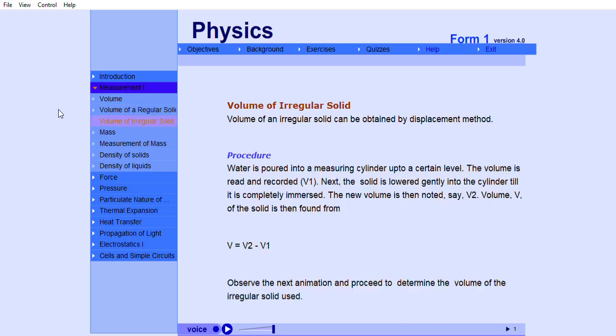Volume of an irregular solid. Volume of irregular objects can be measured using the displacement method. In this method, water is poured into a measuring cylinder up to a certain level and its volume is read. The object is then gently immersed into water and the volume is read once more. Volume of the object is the difference between the two readings.